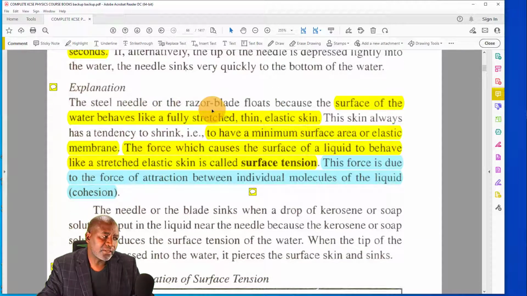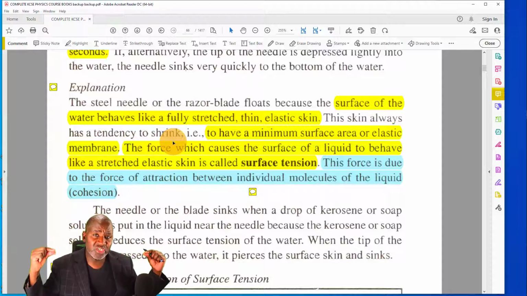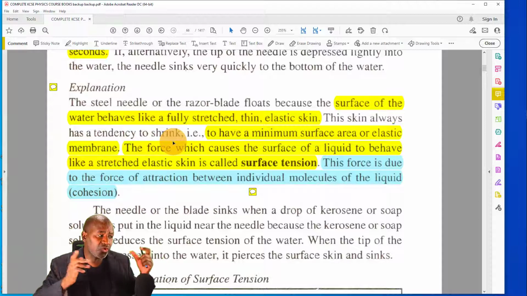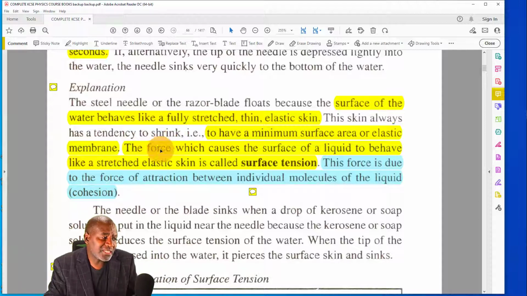The steel needle or the razor blade floats because the surface of the water behaves like a fully stretched, thin, elastic skin, like that of a balloon. This skin always has a tendency to shrink. It behaves like a spring that has been stretched. If you release the ends of the spring that has been stretched, it always shrinks back. That is to have a minimum surface area or elastic membrane.